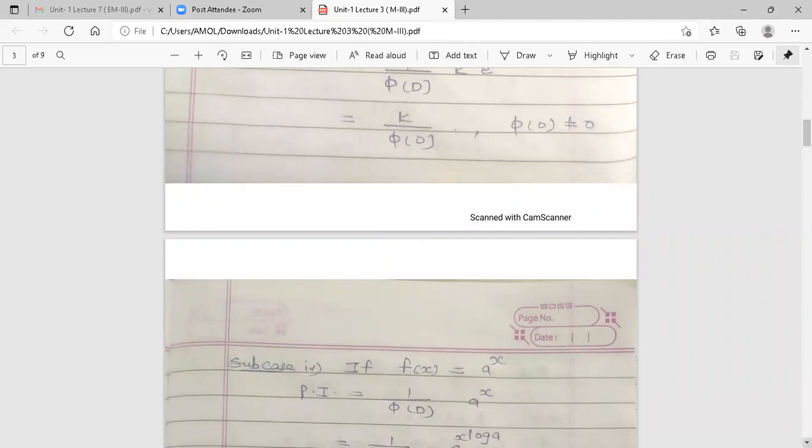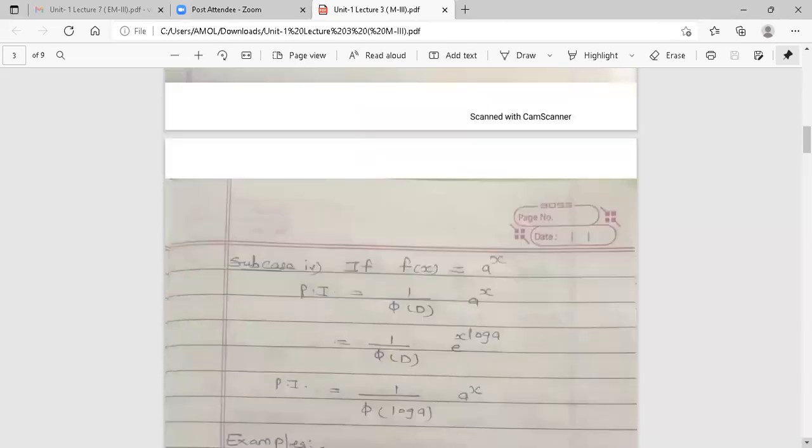Now, subcase 4. If f of x is equal to a raised to x, then how to find the PI? PI is equal to 1 upon phi of d into a raised to x. Now, when the function is a raised to x, we can rearrange it as e raised to x into log a.